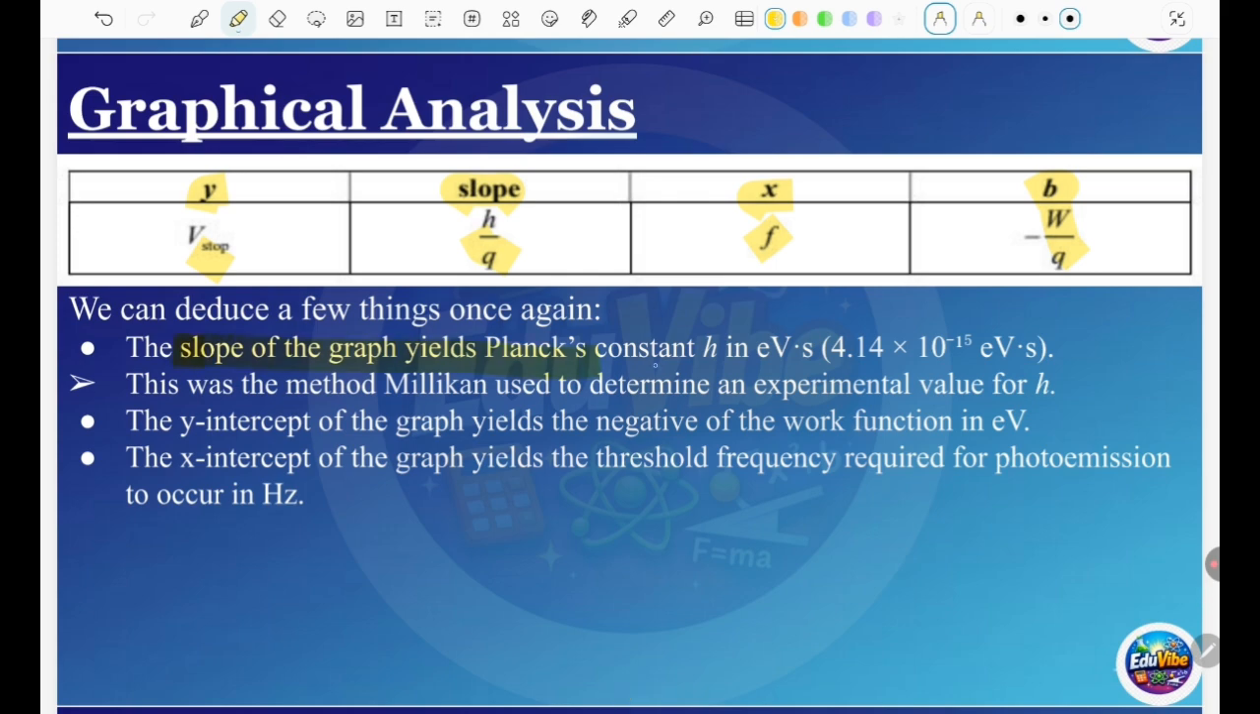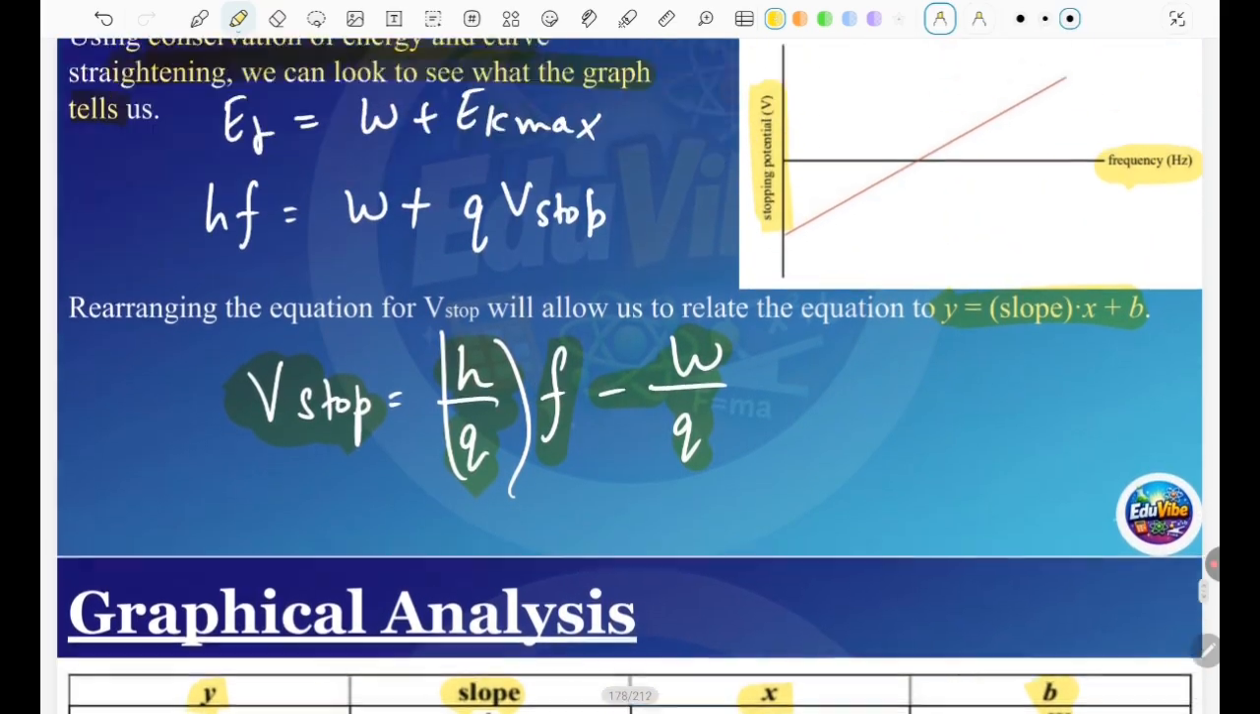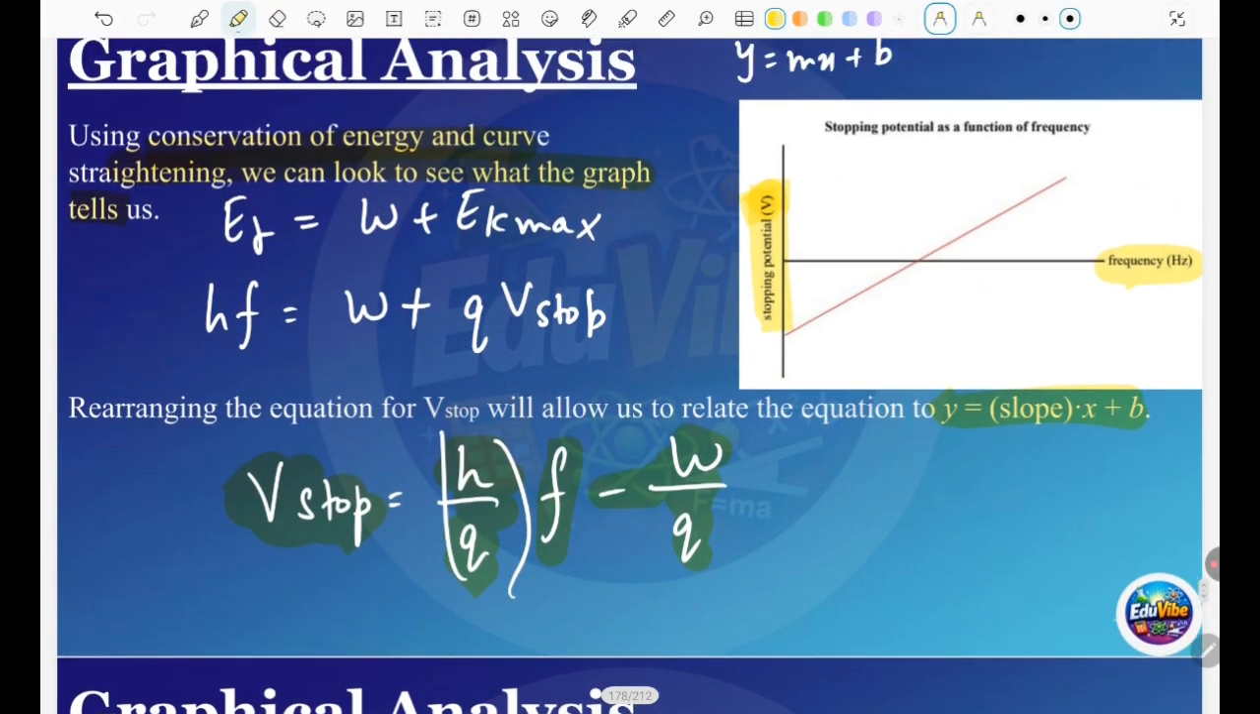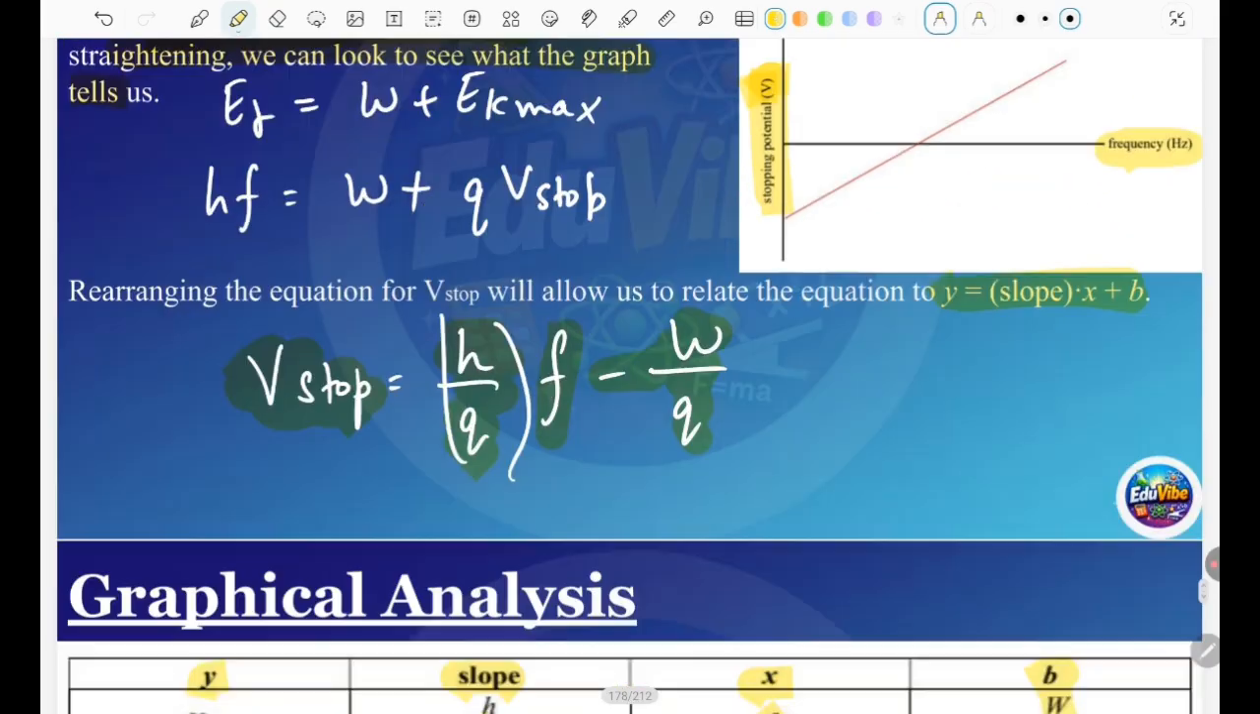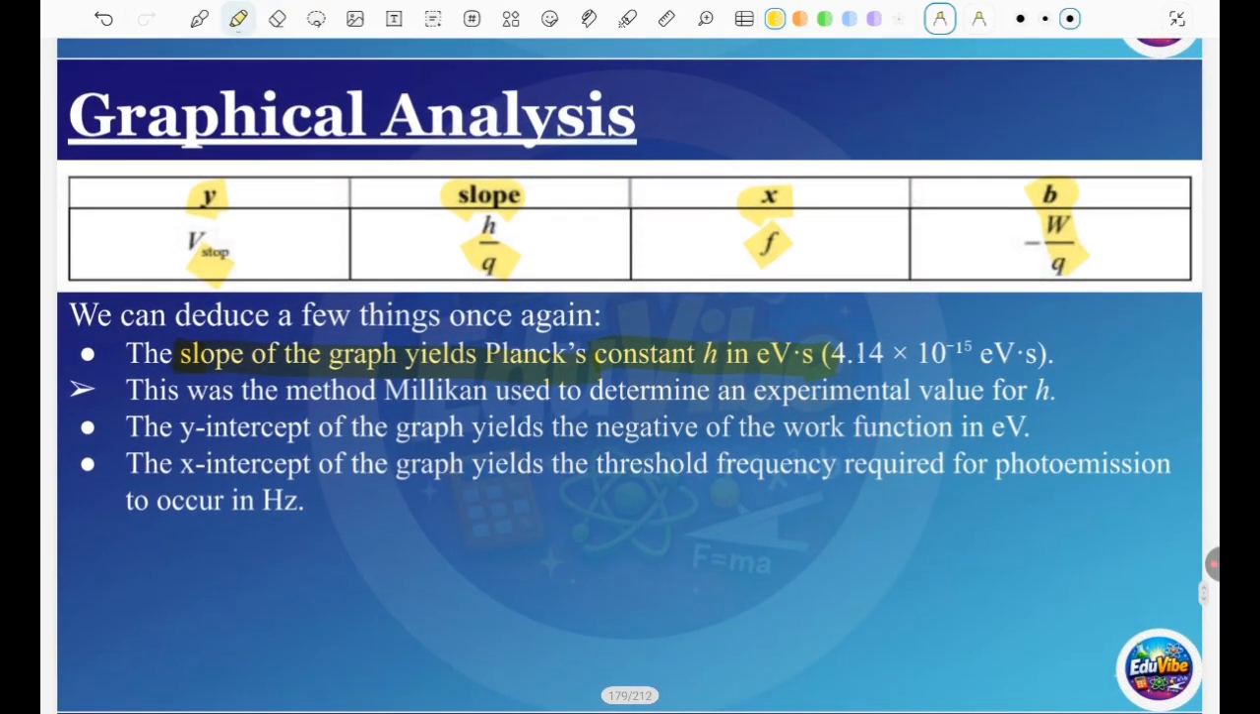Now the slope of the graph yields Planck's constant in eV dot s. It is eV dot s because we have e in this, and we convert with eV. So we have the eV value of Planck's constant, 4.14 into 10 to the minus 15 eV s. This method from Millikan is used to determine the experimental value for h. The Y-intercept is the negative value of work energy in eV with q, and the X-intercept of the graph yields the threshold frequency required for photoemission. All things remain the same, but the graph is different now.